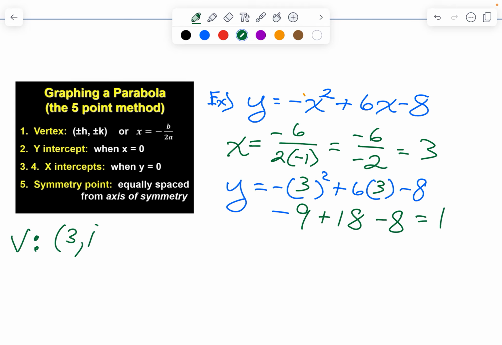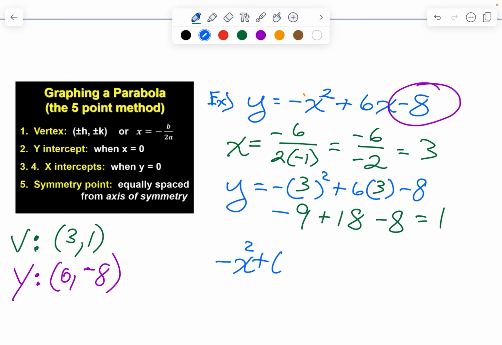Think you can find some other parts of the 5-point method? How about a y-intercept? Shouldn't have been too hard. Your y-intercept, when you plug a 0 in for x, it's just going to be that last number. How about the x-intercept? You just want to set it equal to 0, right?